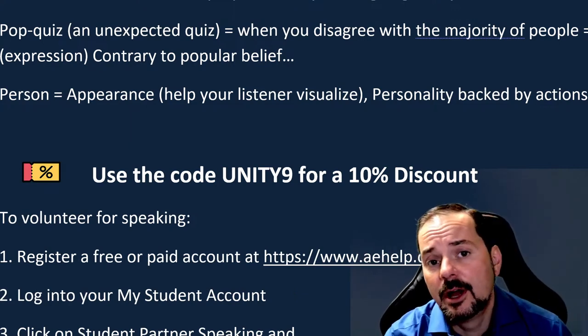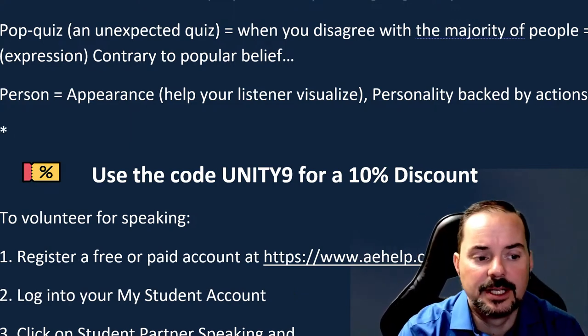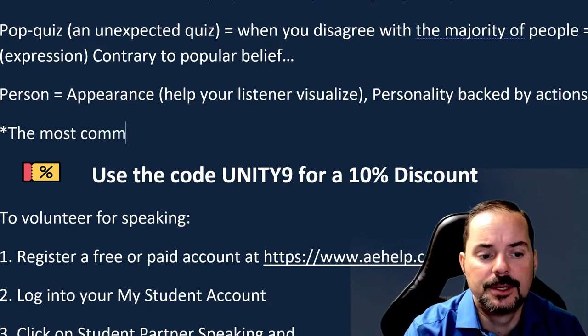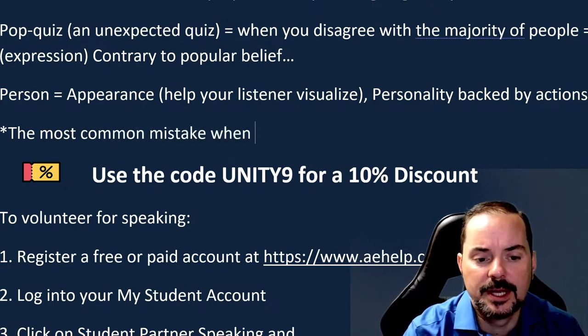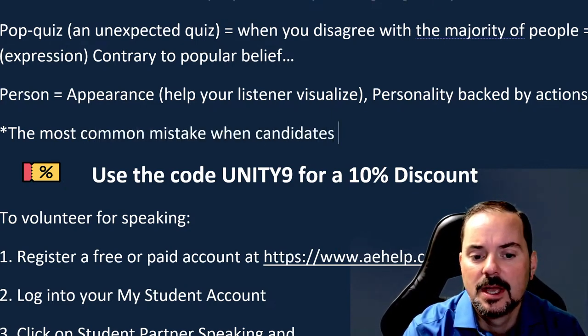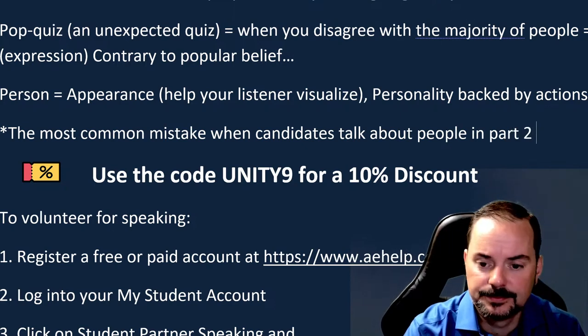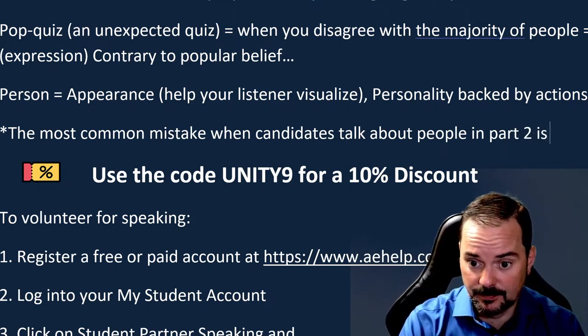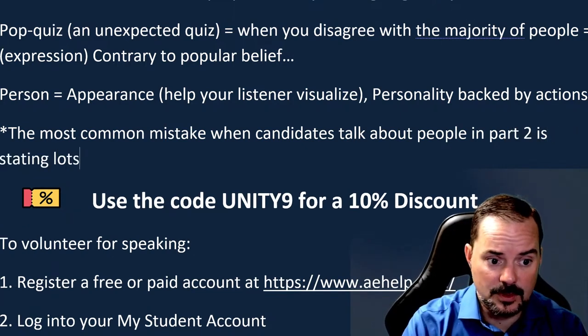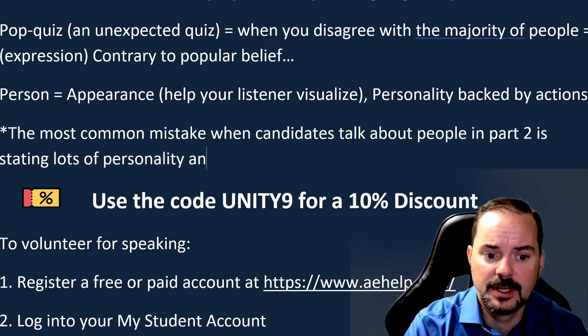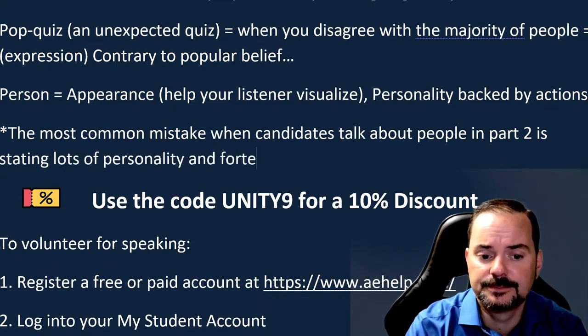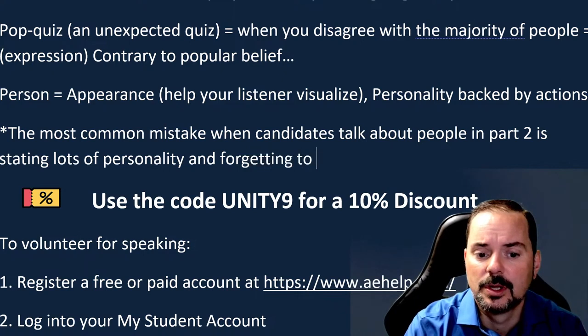So one of the most common mistakes, keep this in mind, I would say it's the most common mistake when candidates talk about people in part 2 is stating lots of personality and forgetting to explain the actions.